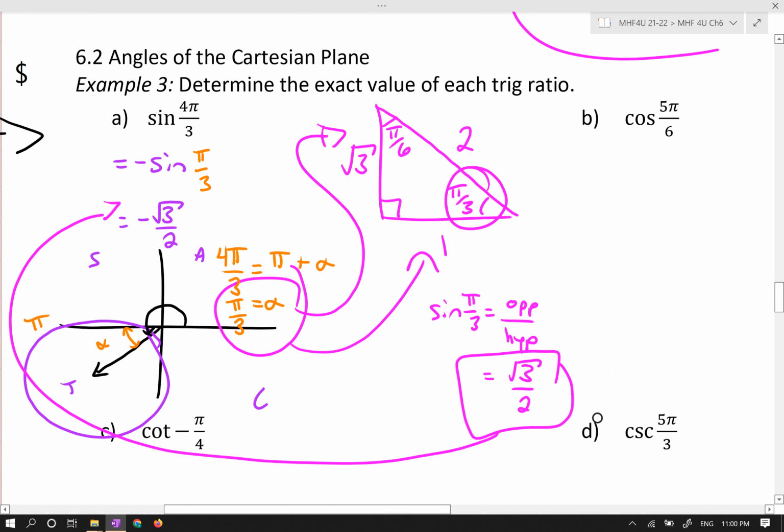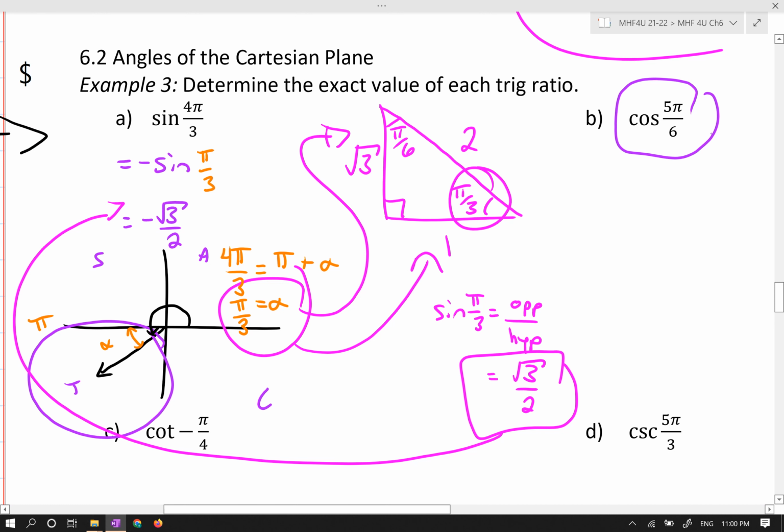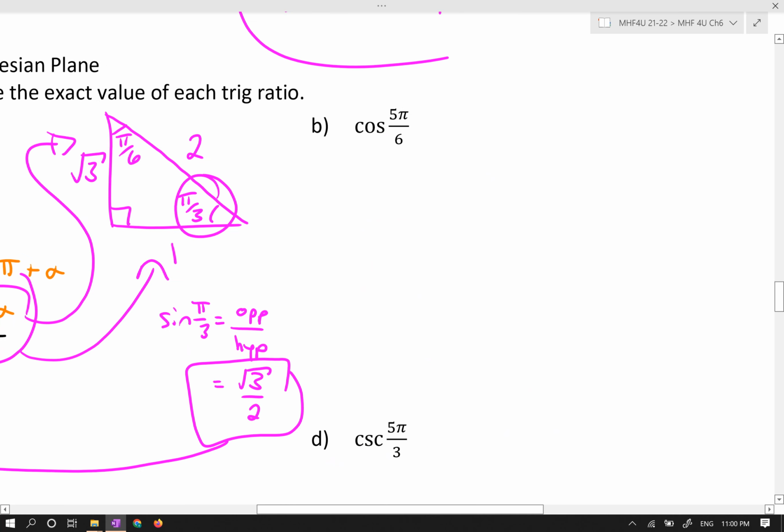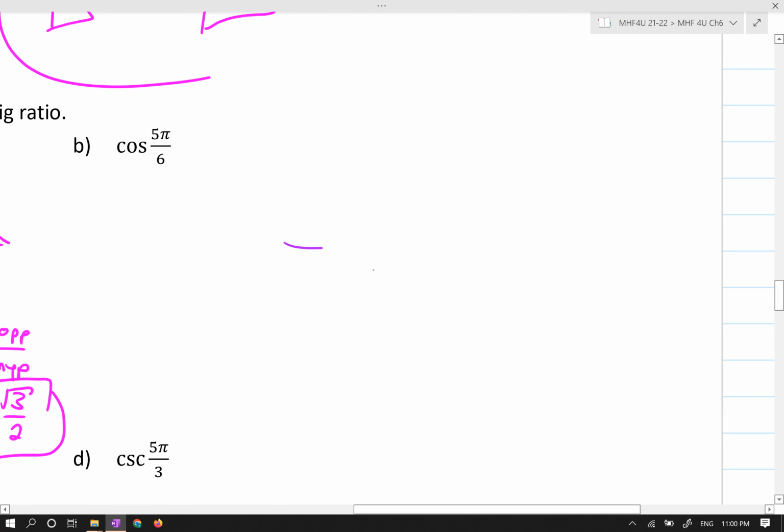Fantastic. So let's go about example 3b. We'll go about this using the same order in which we solved example 4. I think that may have been a little bit more straightforward for us. So the cosine of 5 pi over 6. We always start with a sketch. 5 pi over 6. Okay, I know that's slightly less than pi, so I'm working with something like this. And I have 5 pi over 6. All right, good job, us.